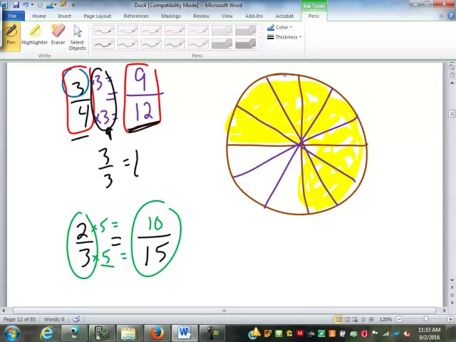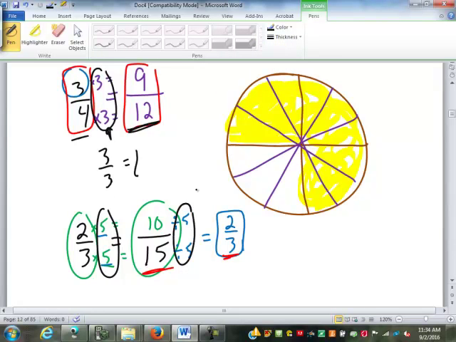If we need to go the other direction, we can reverse that. We multiplied by 5 on top and bottom to get to 10/15. To go backwards, we divide by 5 on both the top and the bottom, both the numerator and denominator. 10 divided by 5 is 2. 15 divided by 5 is 3. We get back to the 2/3. We've already established that those are equal. So again, we saw that it was multiplied by 5, so we need to divide by 5.